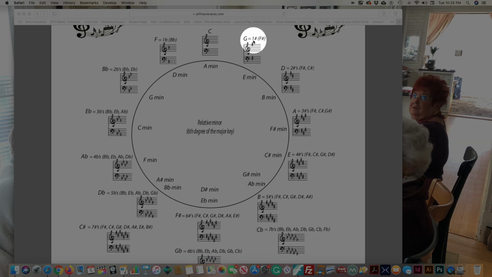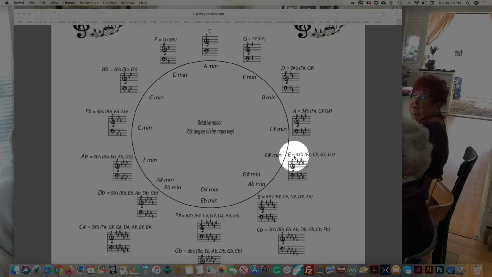At 1 o'clock, we have 1 sharp. 7 minus 1 is 6. We have 6 flats. Okay, so now D, 7 minus 2 is 5. D flat has 5 flats. We have the key of A, it's at 3 o'clock. So 7 minus 3 is 4. So that gives us 4 flats, the key of A flat.